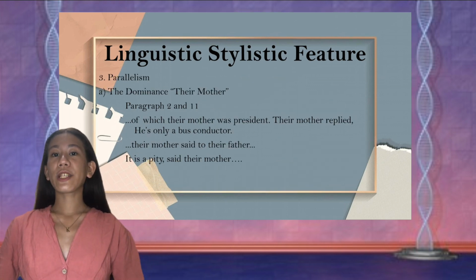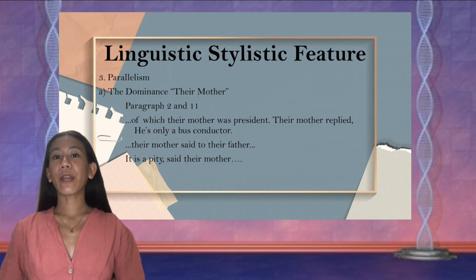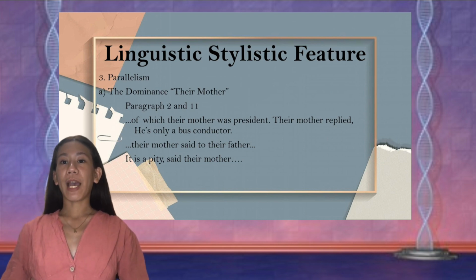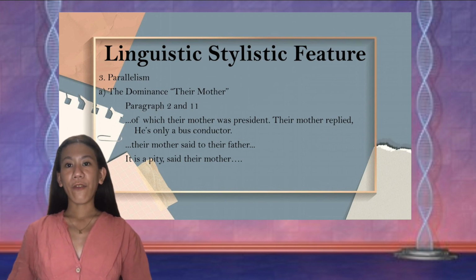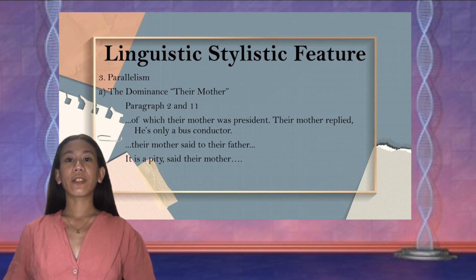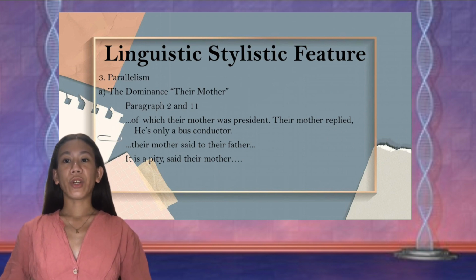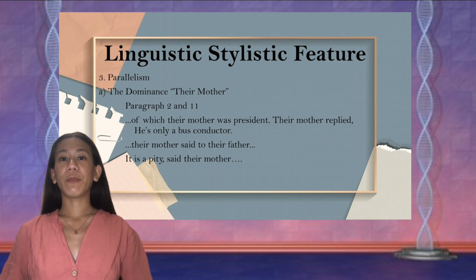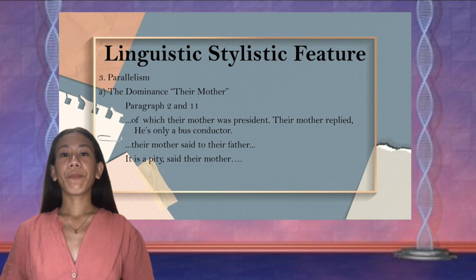Also, one of the linguistic stylistic features which can be found in the short story is parallelism. The dominance of their mother in paragraphs 2 and 11 is shown with the passage, "At the meeting of the neighborhood association of which their mother was president, their mother replied, 'He's only a bus conductor,'" and the observation, "their mother said to their father, who was eating his evening meal between paragraphs of the book on masonry rites that he was reading. 'It is a pity,' said the mother."